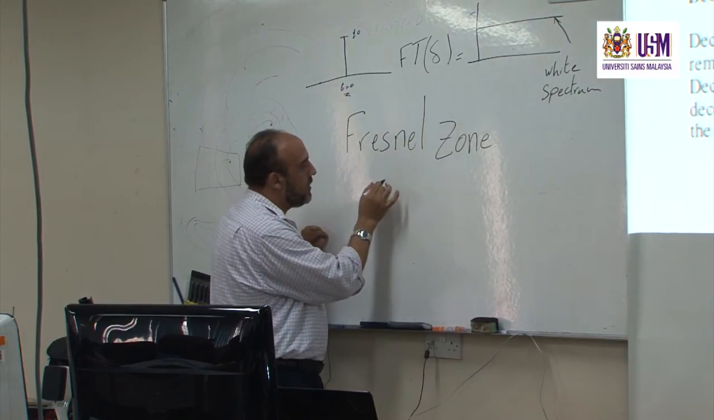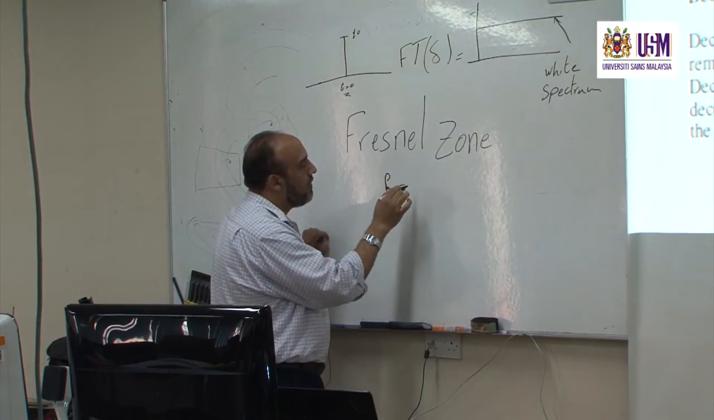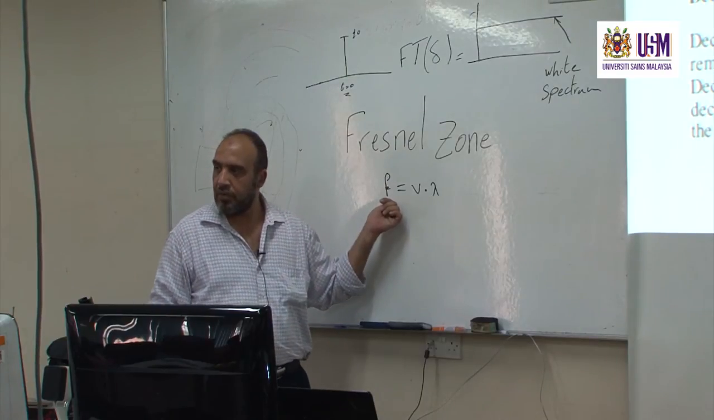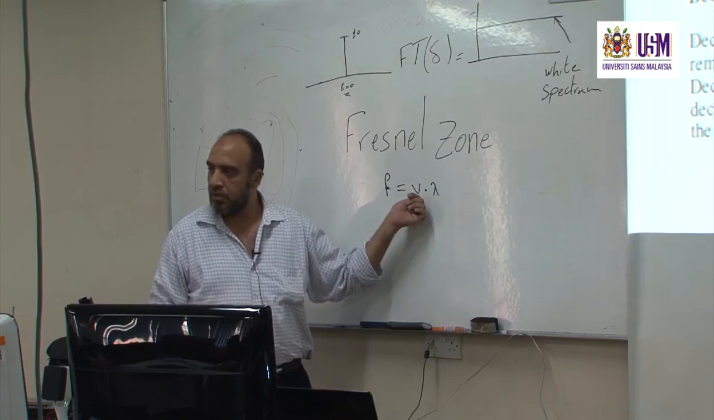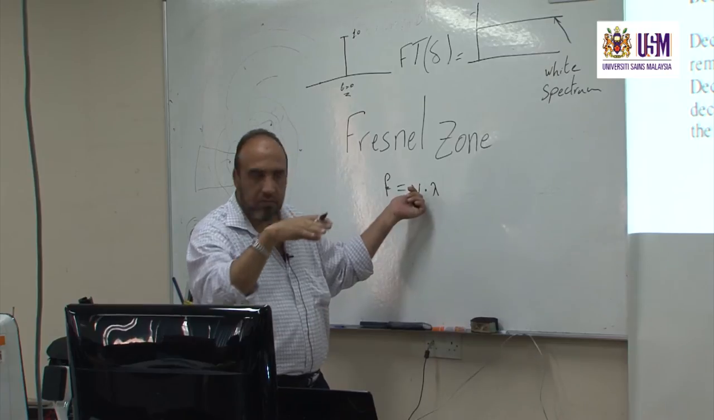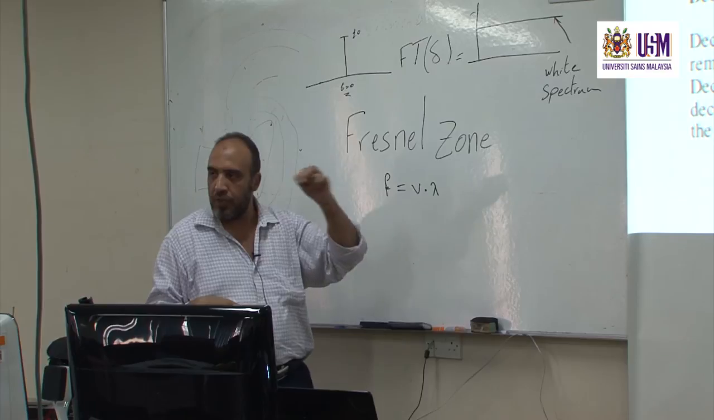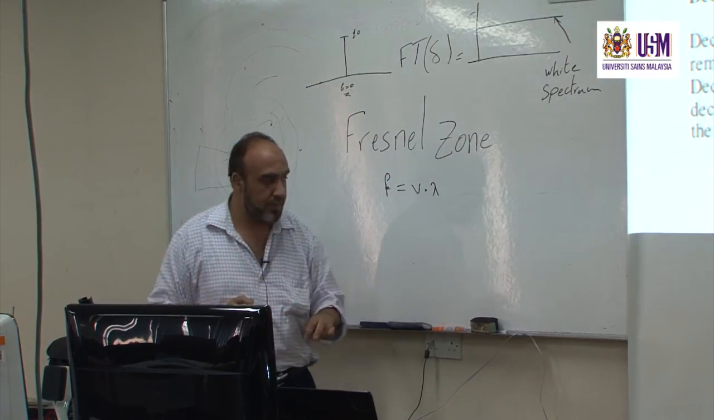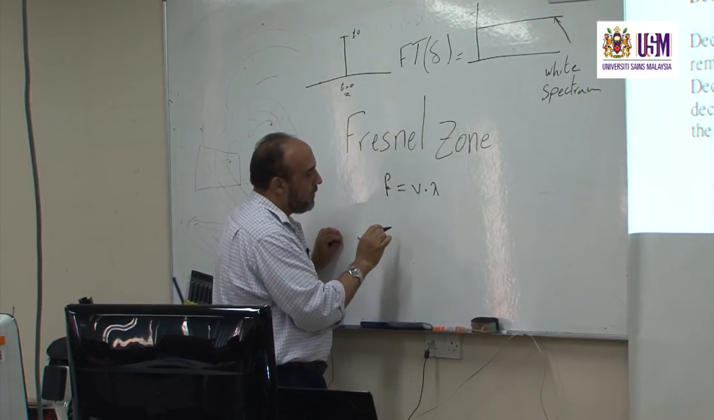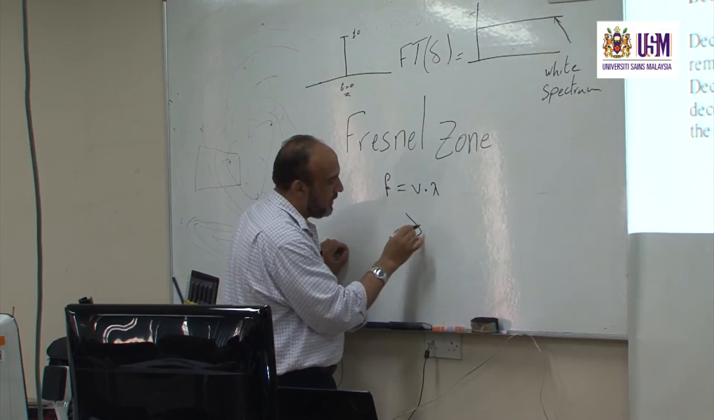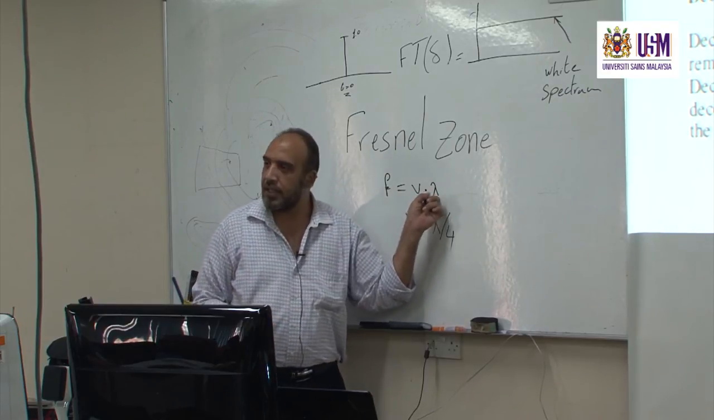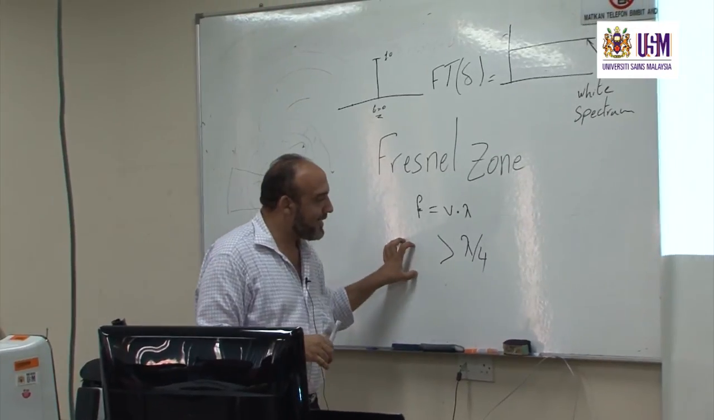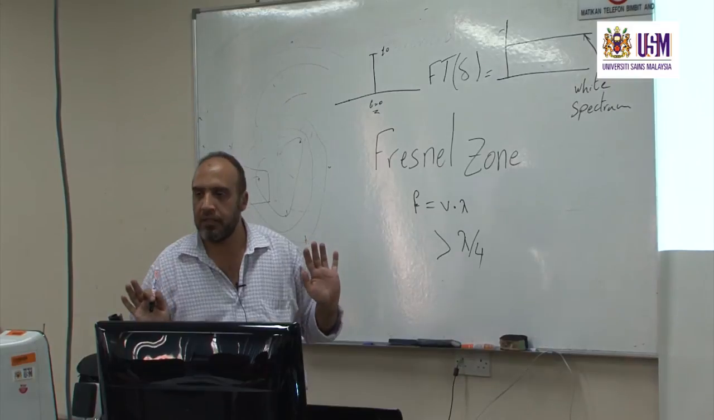We are following the relation frequency equal velocity divided by wavelength. This is the frequency of the signal, this is the velocity, the speed the wave propagates in the layer, and lambda is its wavelength, assuming we have a monochromatic ray, a single frequency. So Fresnel states that any feature greater than 1/4 of the wavelength can be identified by our experiment. All features with dimension less than 1/4 of the wavelength cannot be identified.